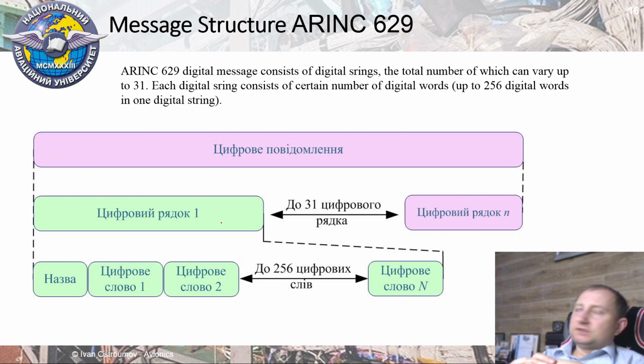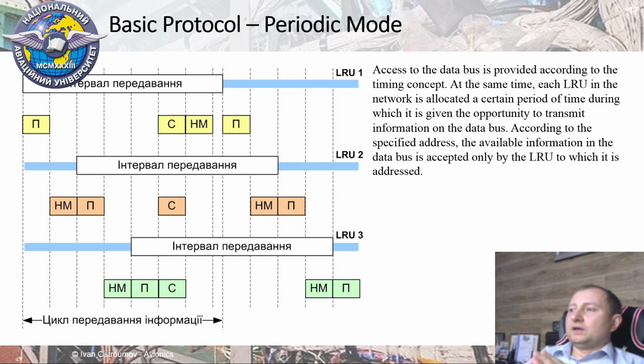Each digital string is divided into digital words, and we can use up to 256 digital words in one string. Thus, any amount of data we can pack and transfer with the help of the specification of ARINC 629. If we talk about data transmission, everything is quite simple.